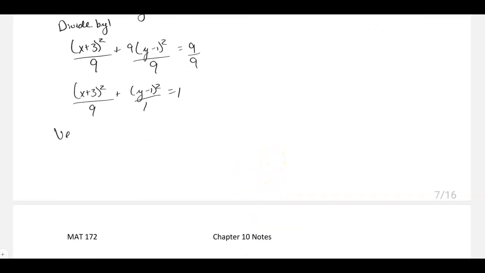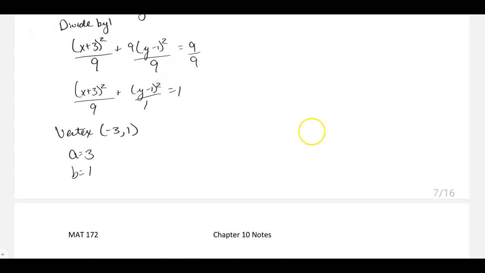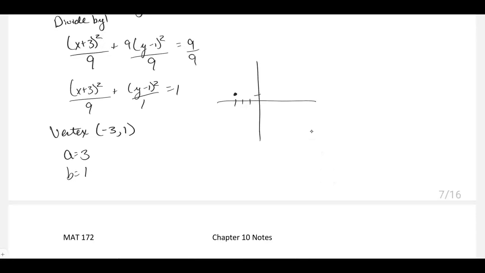So let's talk about vertex. Our vertex is happening at -3, 1. Our a value is going to be 3. It's going to be the square root of this. Our b is going to be the square root of this, which is 1. So if we draw a picture of what's going on, our vertex is at -3, 1. We're going to move 3 to the right, 3 to the left, up 1, down 1. There's our picture.